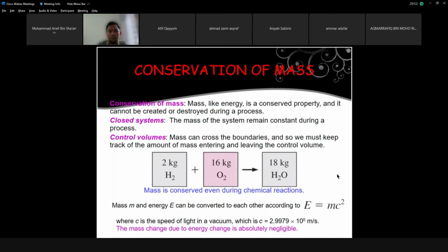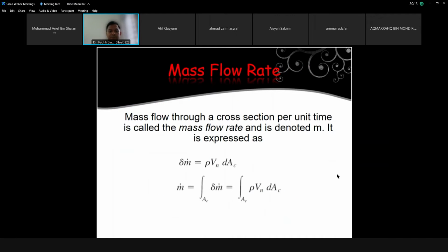Before we analyze the devices, we need to understand the conservation of mass principle. Okay, we need to understand very well how the mass is conserved while entering and leaving the system. Basically in the mass conservation, they have an equation which is mass flow rate, m dot equal to rho VA. Rho is density, V is velocity, and A is cross sectional area of the inlet or outlet.